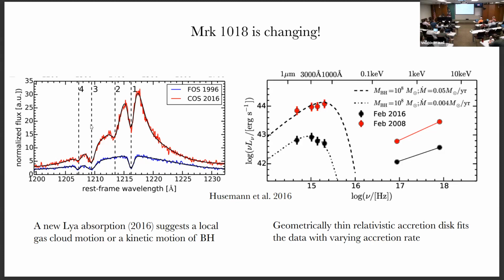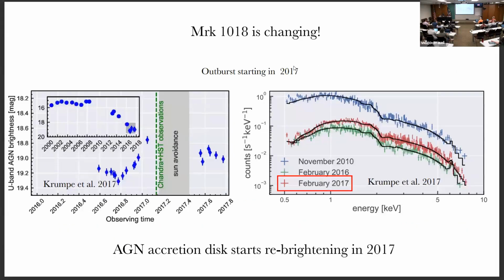And the right-hand side is the SED modeled by a geometrically thin relativistic accretion disk. It fits the data well, but they actually need to change the luminosity or the accretion rate to match the data points. So overall, this exercise is telling us that this system is somehow changing its luminosity by just decreasing its accretion rate or the Eddington ratio or whatever. The luminosity has actually dropped.